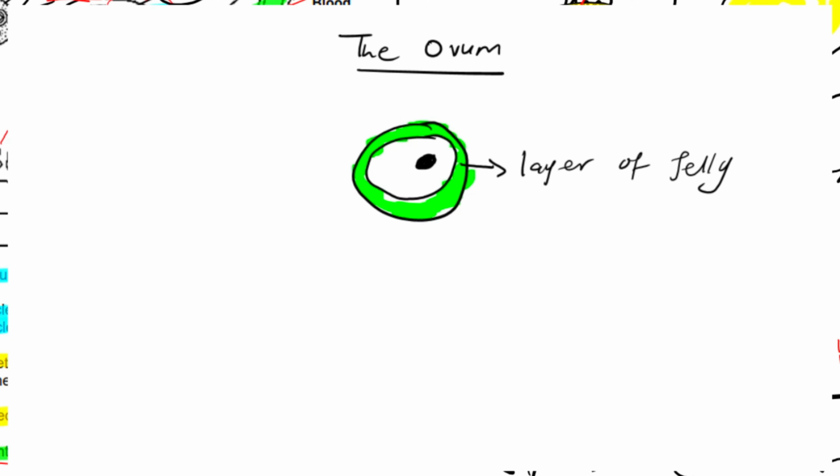Remember, the function of the layer of jelly is to protect this ovum as it is developing, during its developmental stages, before it gets fertilized by the sperm cells. Now we go to the inner part of the ovum, which we call the cytoplasm. And then the innermost part, this solid ball-like structure, is called the nucleus of the ovum. You should know that the cytoplasm is for nutrition, right?